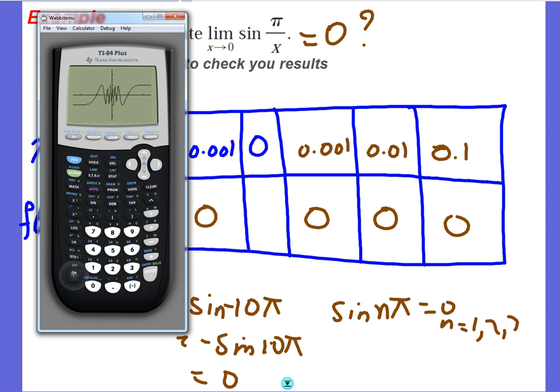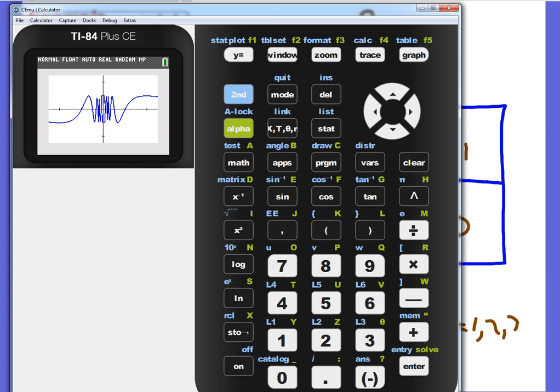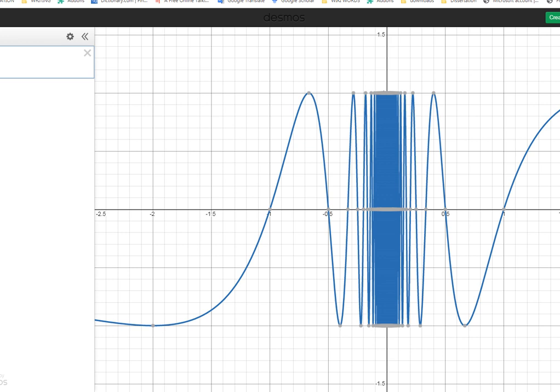I can draw the graph of sine of pi over x. We see that our graph near x equals 0 is oscillating. Let me use a better calculator for that. Yes. Near x equals 0, the graph is changing very quickly. Let me use an even better calculator. Here it is. The graph is oscillating near x equals 0, and it doesn't approach a fixed number.